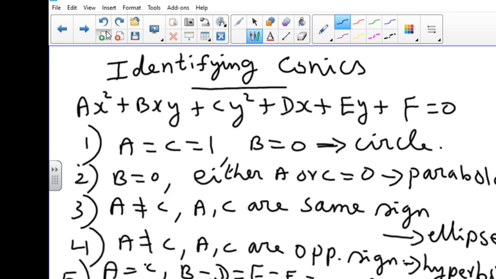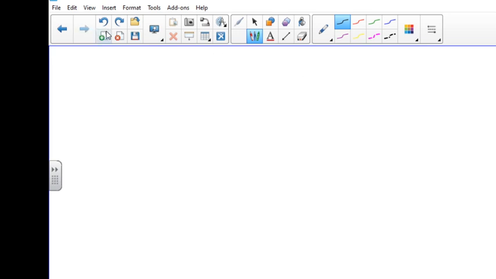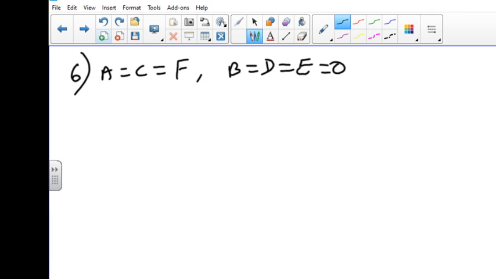Then we have the sixth one. Sixth one is A is equal to C is equal to F and B equal to D is equal to E is equal to 0. Then we get an empty set which is x square plus y square plus 1 is equal to 0. And this is an empty set as there is no real solution.